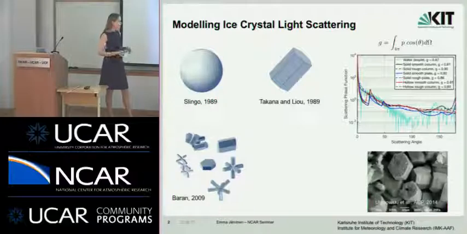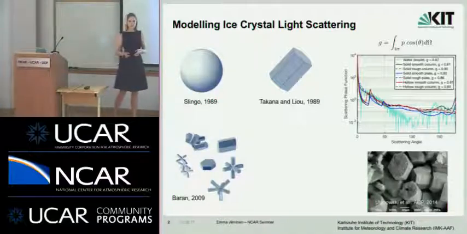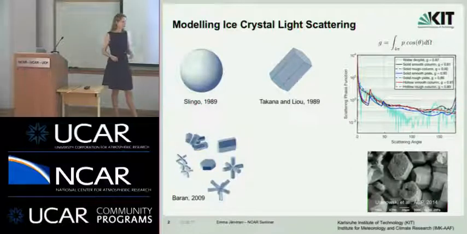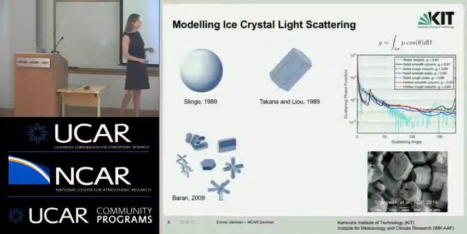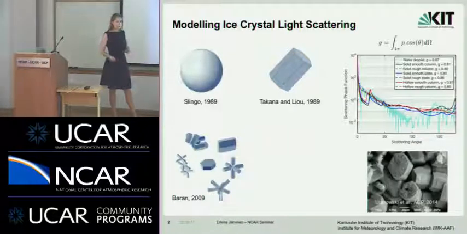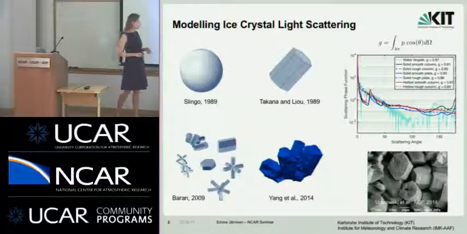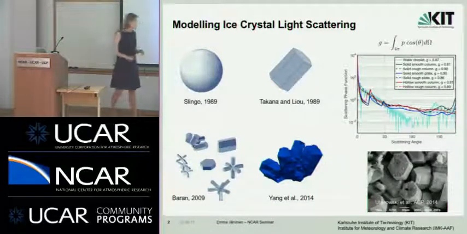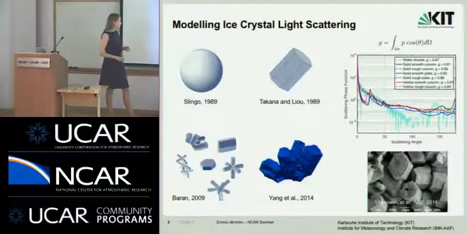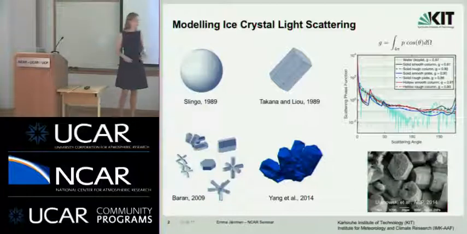But then came an era where laboratory measurements started giving evidence that actually we don't just have different habits for ice crystals, but we also have different microscale structures such as surface roughness. And then there was a question, should we also include this in the models? And there was a development towards having different degrees of surface roughness. So we have different shapes and different degrees of surface roughness, so it's getting really complicated.